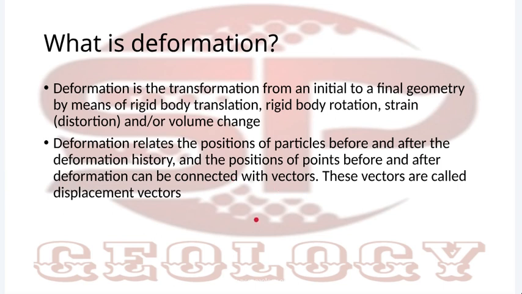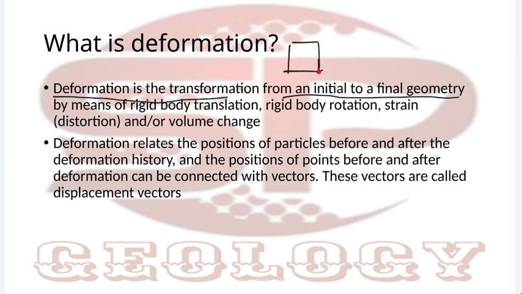So deformation means that if a complete object moves from one place to another place, or it rotates, or its volume changes, all will be considered as deformation. So deformation, that's why it is a transformation from an initial to final geometry.